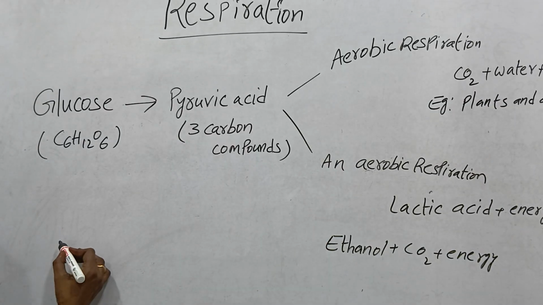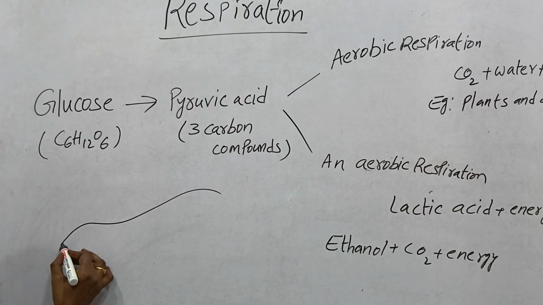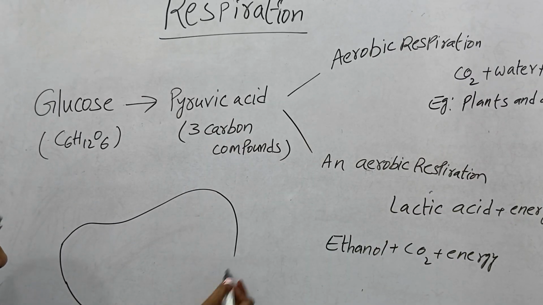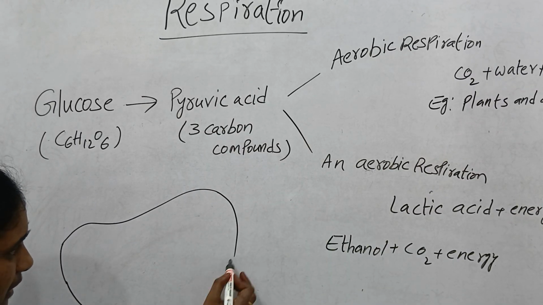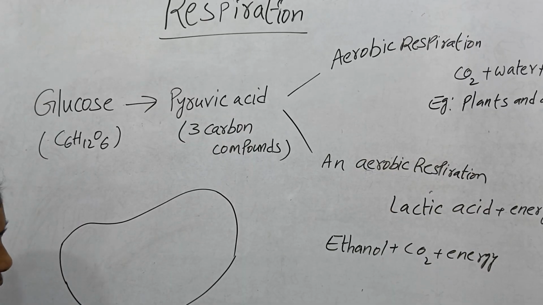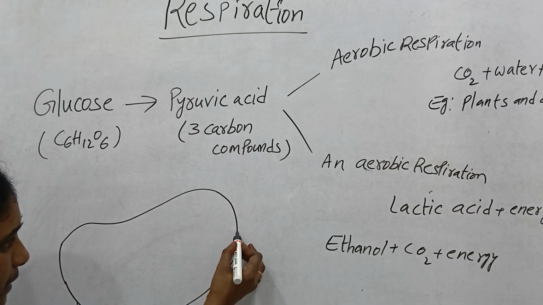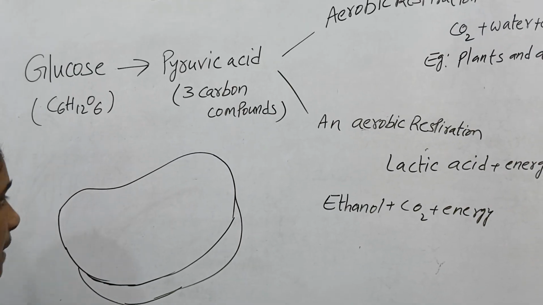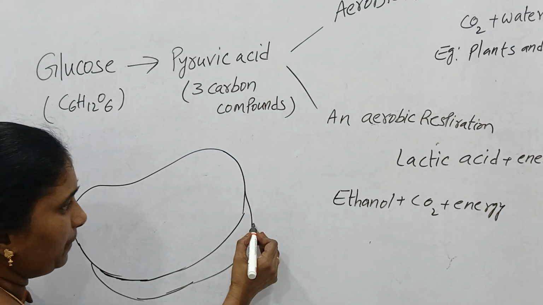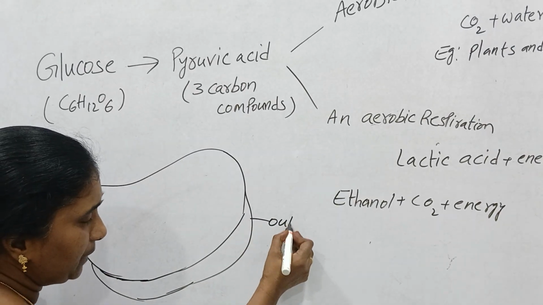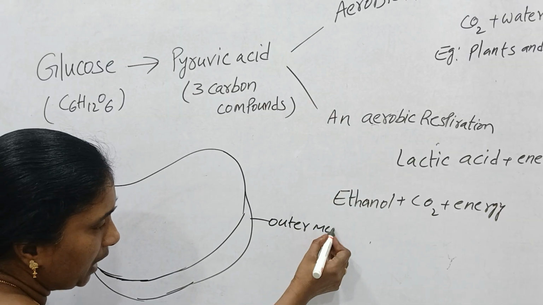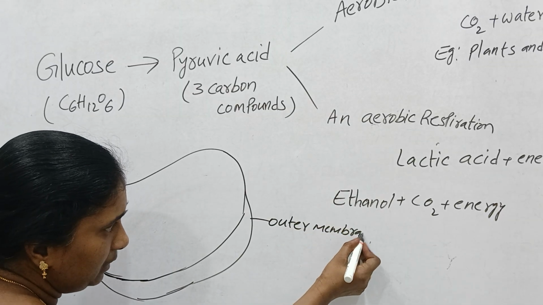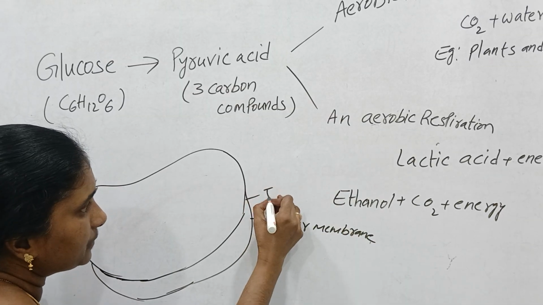Now, we will see the structure of mitochondria. Mitochondria is called the powerhouse of the cell. This is one of the important cell organelles which is helpful to store the energy in its body. Mitochondria is covered with 2 membranes. It is a double membrane structure. So, this is the outer membrane. Mitochondria contains two membranes, outer membrane and inner membrane.